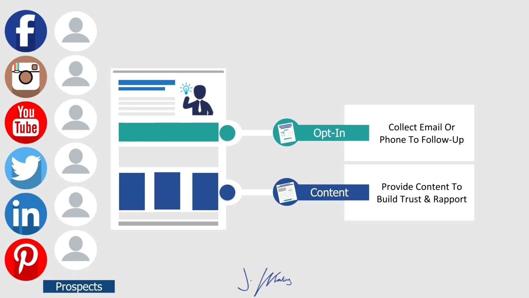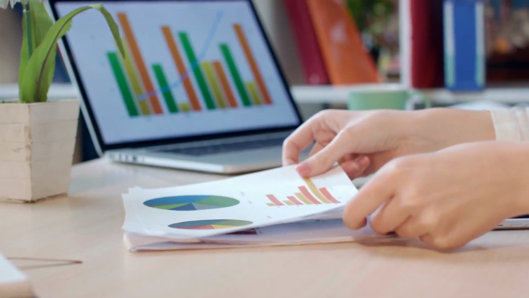So your opt-in offer, of course, is to build your email list, then you follow up with them via email. Your content is there to build authority and rapport with new visitors. Of course, it will help if you have Google Analytics installed and you know where your traffic is coming from. You'll know how much people already know about you.